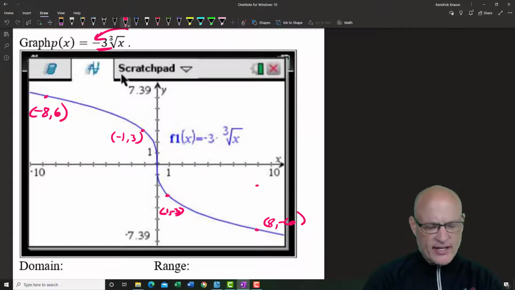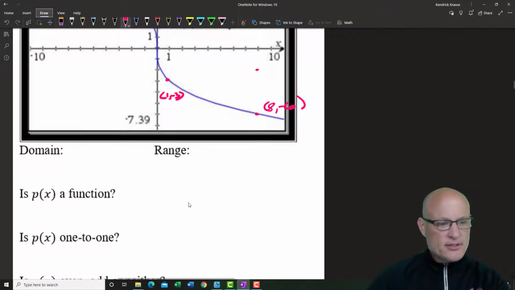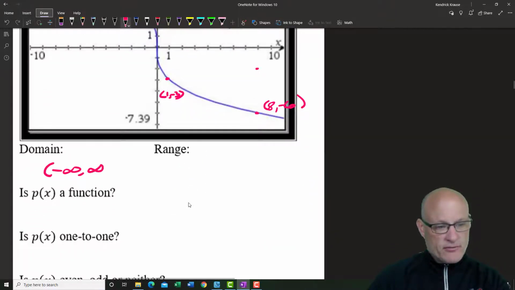We're going to graph these on the calculator because I want to show you how to, well, hold on. Let's talk about domain and range. Domain, negative infinity to positive infinity. Range, negative infinity to positive infinity.